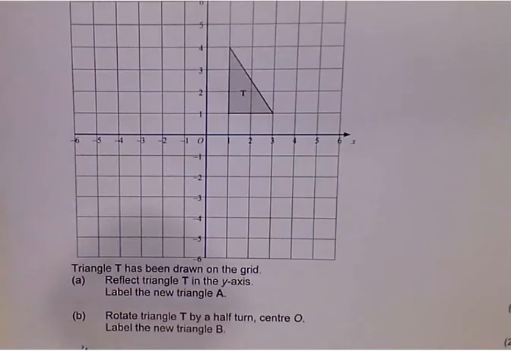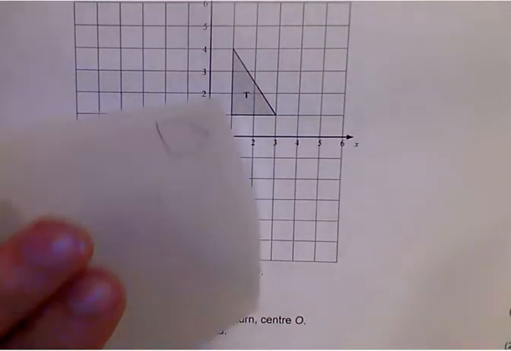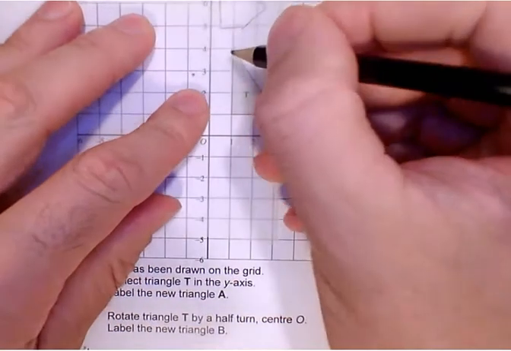Next shape. Reflect triangle T in the y-axis. Label the new triangle A. Well, triangle T is there, the y-axis is there, so that's my mirror line. So I'm going to again draw my shape out quickly.